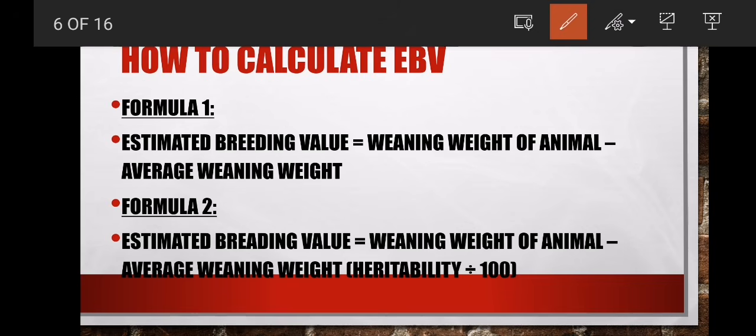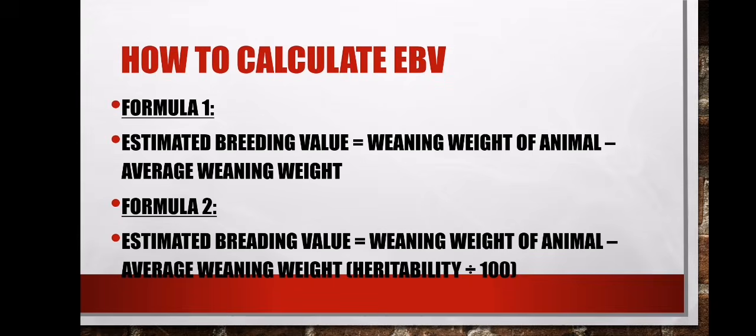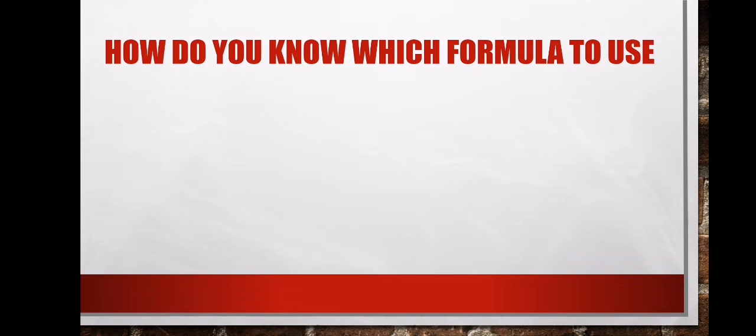So what we are saying here, it will be winning weight of animal minus average winning weight. Then we multiply, we open the brackets, multiply by the heritability, divide by what? Divide by 100. That's what we will check here. Now the question, my good people, how do you know which formula to use? How do we know that now we are supposed to use formula number 1, and now we are supposed to use formula number 2?